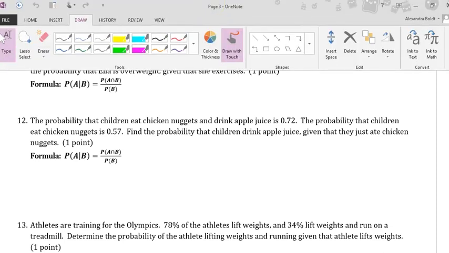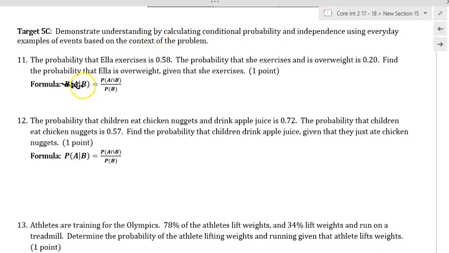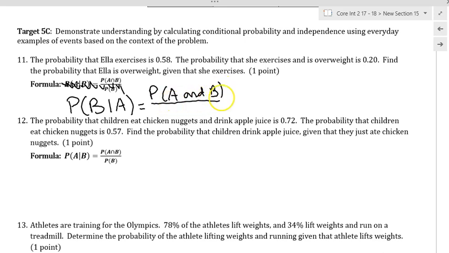This formula is awkward, so I'm going to change it. We use the formula: probability of B given A equals the probability of A and B over the probability of A. So the probability that Ella exercises is 0.58. The probability that she exercises and is overweight is 0.2. Find the probability that Ella is overweight given that she exercises.